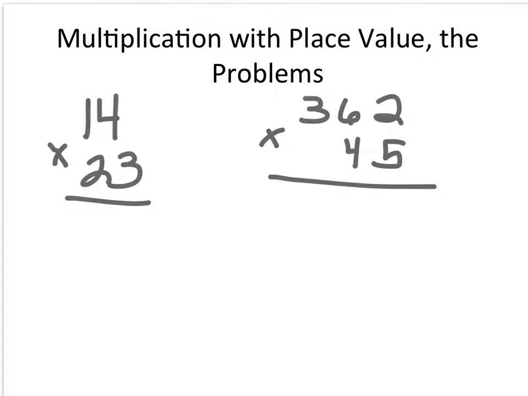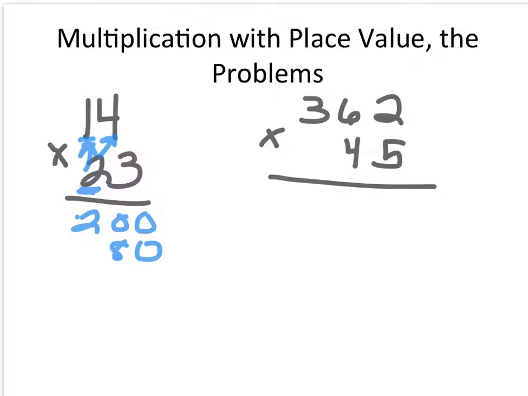I'm going to start with the 2 here, which actually means 2 tens or 20. I'm going to take that 2 tens times this 10. So if I take 2 tens times 10, that would be 20 tens or 200. Or I could be thinking 20 times 10 is 200. Now I'm also going to take that 2 tens times the 4. 2 tens times 4 would be 8 tens.